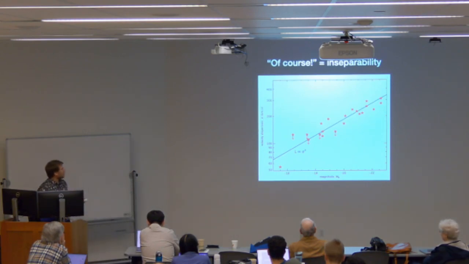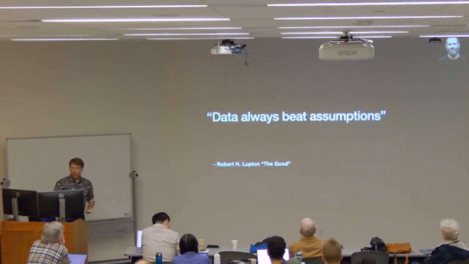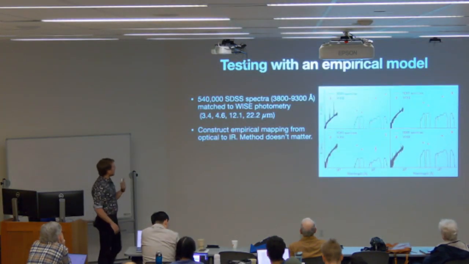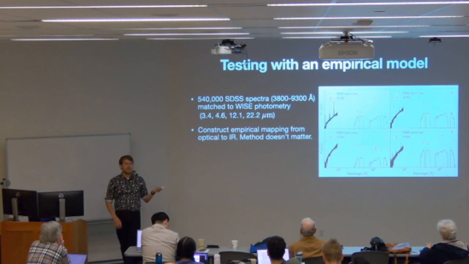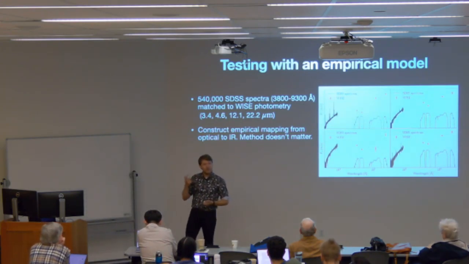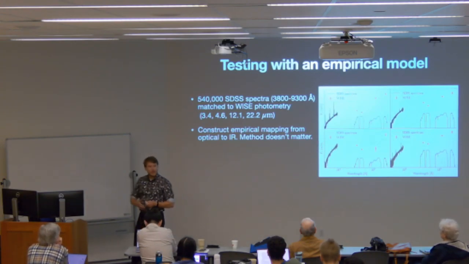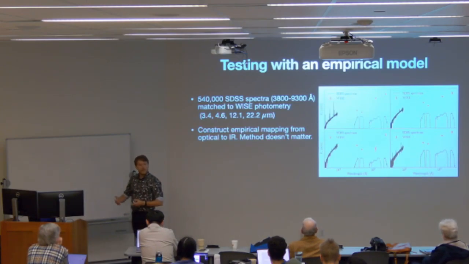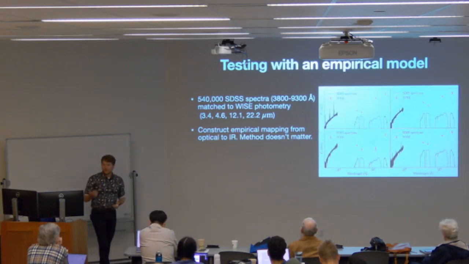Of course, we have to figure out who is right, and the way we're going to do this is by using some data, because as Robert Lupton would say, data always beat assumptions. So we're going to test this with an empirical model. The empirical model we're going to be making is based on 500,000 SDSS spectra mapped to photometry from WISE. For those who don't remember, WISE is photometry at 3.4, 4.6, 12, and 22 microns, so covering what we usually consider the near-infrared, mainly dominated by old stellar populations and AGB stars, out to where you start being dominated by PAH emission and dust emission.